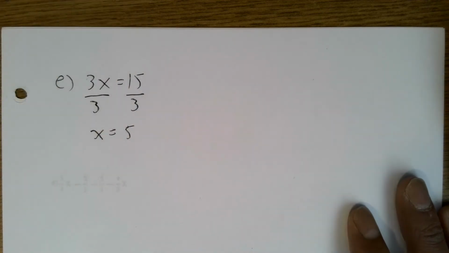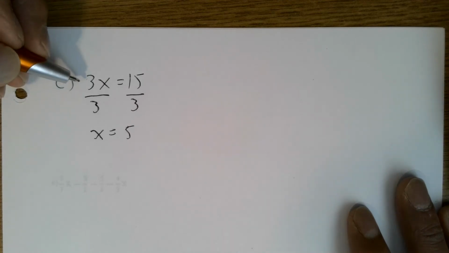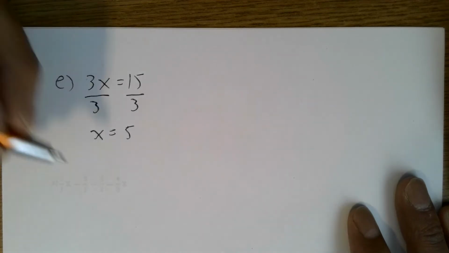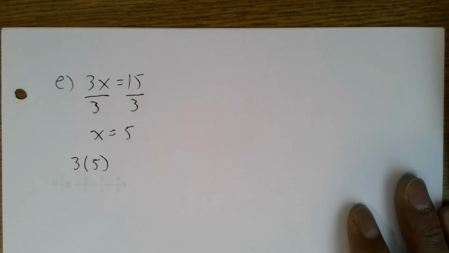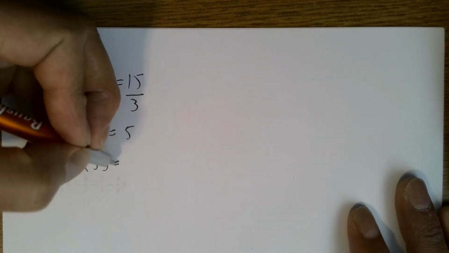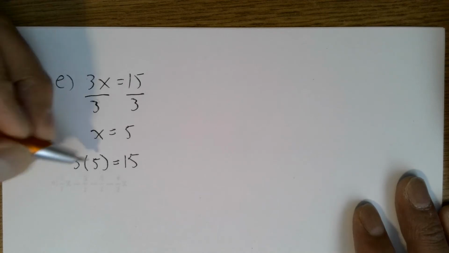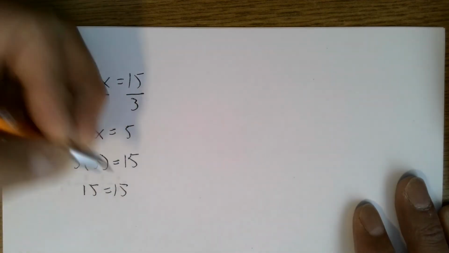And now we have to do our check. We're going to write things exactly the same as the original. Notice there is no multiplication sign in the original, so I should not have a multiplication sign in my check. I'll just have a 5 in brackets instead of the x. And notice if I've got a number next to brackets, that means multiplication, so I end up with 15 equals 15.